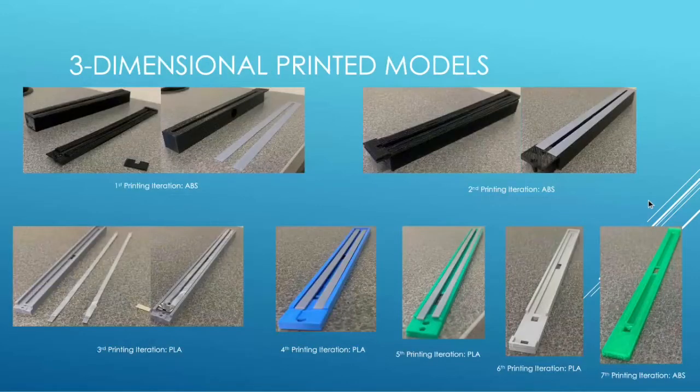These are the physical 3D printed models. There's the first iteration at the top left, all the way up to the 7th iteration at the bottom right, with their constituent parts and different materials that were used to print.